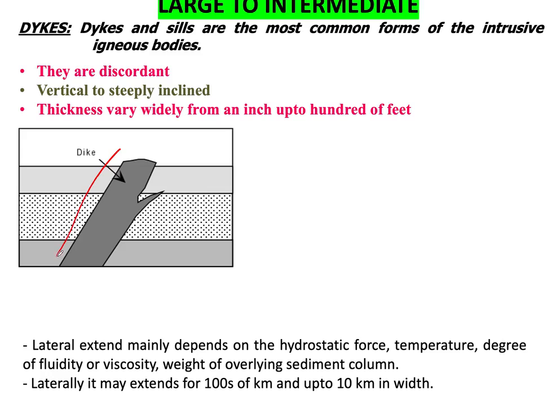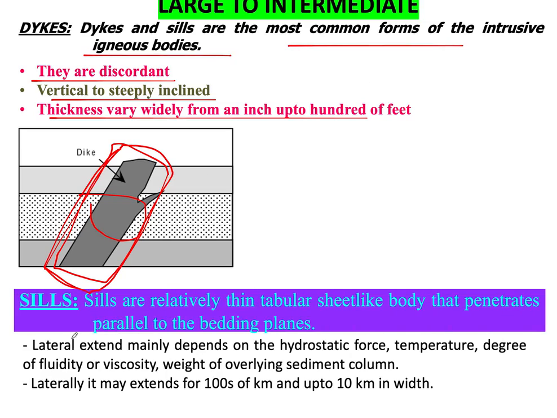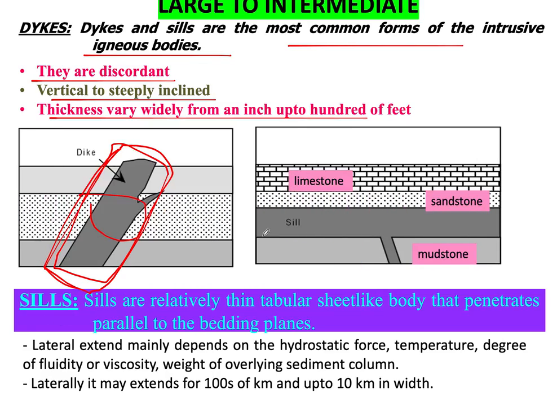Dike is always discordant. It always cross cuts. They are vertically steep, and their thickness can vary up to hundreds of feet. This dike is the most common intrusive igneous body. Now that we have discussed the discordant type, let's discuss the concordant type of large to intermediate, that is sill. You can see that this is completely concordant.